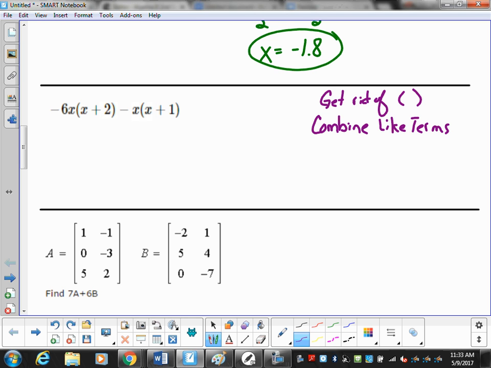Okay, and so first thing to do to get rid of parentheses is you need to distribute. So we're going to take that negative 6x and we're going to multiply it by x. So that's negative 6x squared.